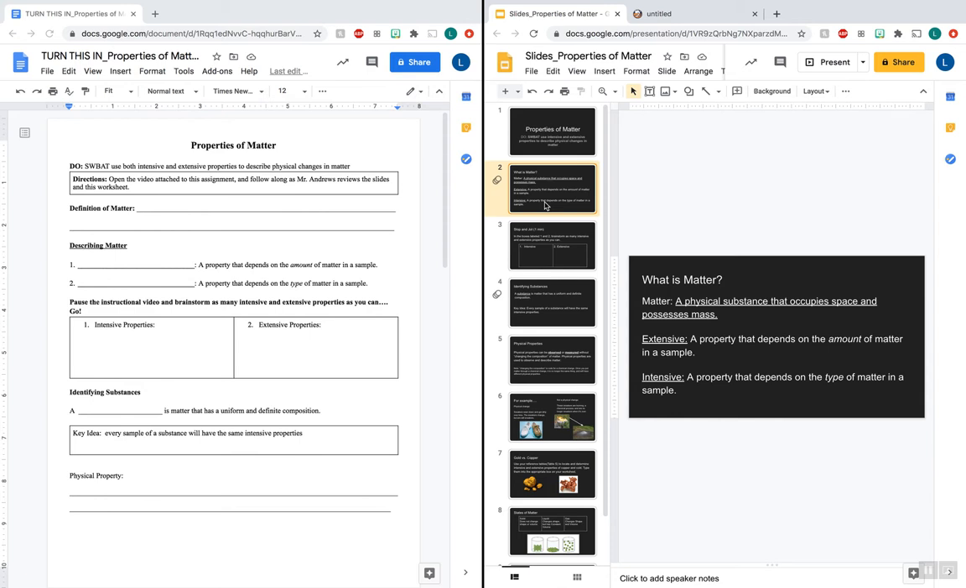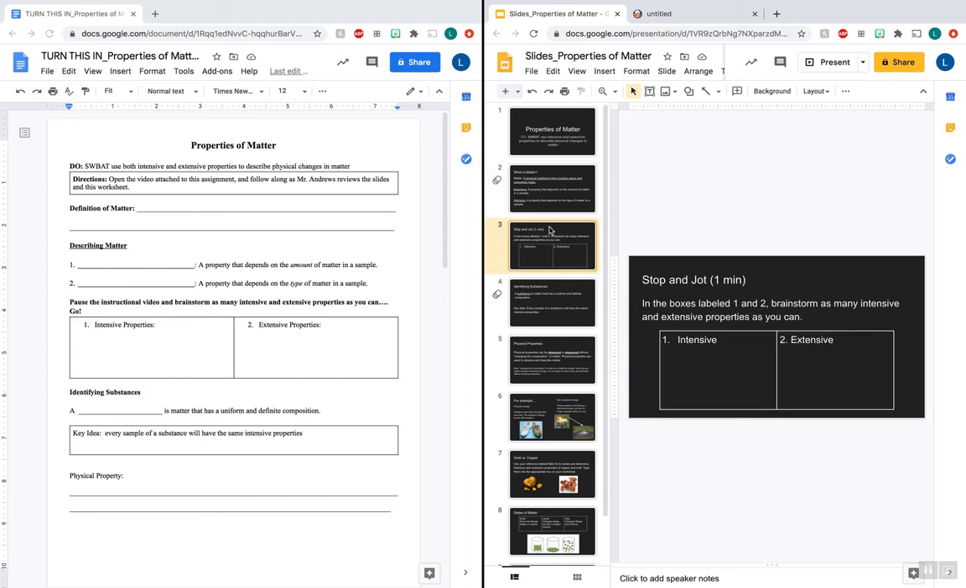Intensive properties and extensive properties are kind of how we categorize these observations of matter, these different senses that we have. An extensive property is a property that depends on the amount of matter that we have. And an intensive property is a property that depends on the type of matter that we have. So extensive properties will change if we have more or less matter. Intensive properties won't change if we have more or less matter.